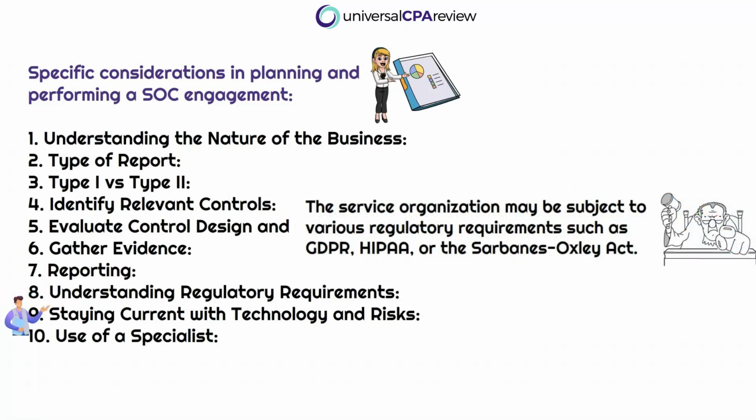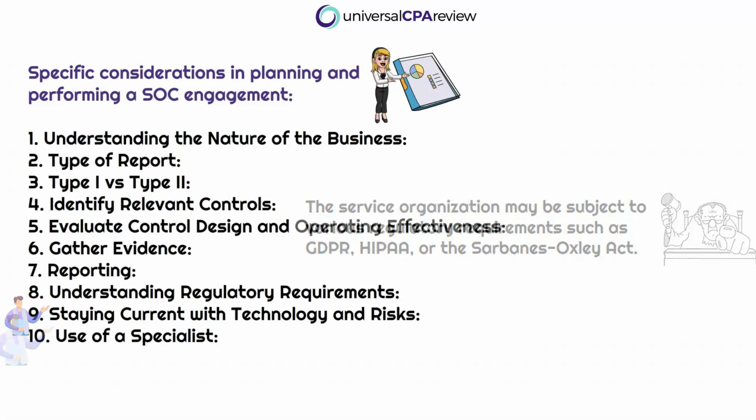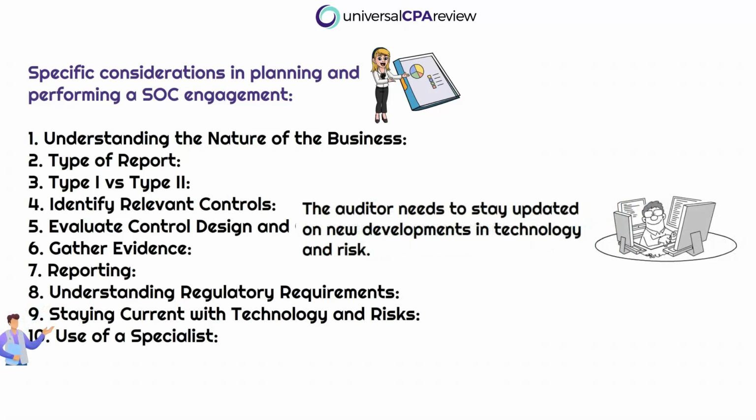Now we need to determine and understand any regulatory requirements. The service organization may be subject to various regulatory requirements. What are a few examples? Could be GDPR, could be HIPAA compliance, or it could be Sarbanes-Oxley. Ultimately, the service auditor should understand these requirements and ensure that the controls meet them. They should also stay current with technology and risks. As technology evolves, so do risks and controls. So the auditor needs to stay updated on new developments in technology and risk and consider that these could impact the service organization when they are planning and performing this SOC engagement.